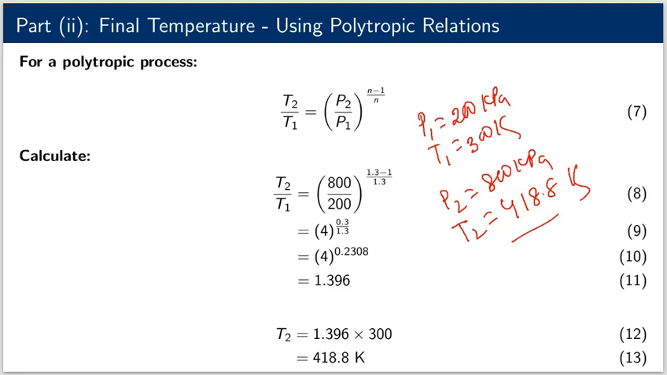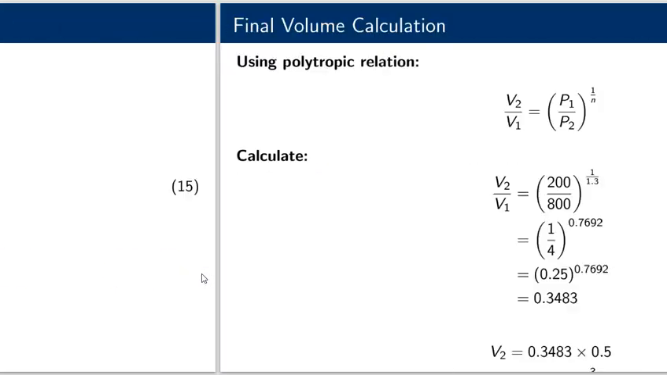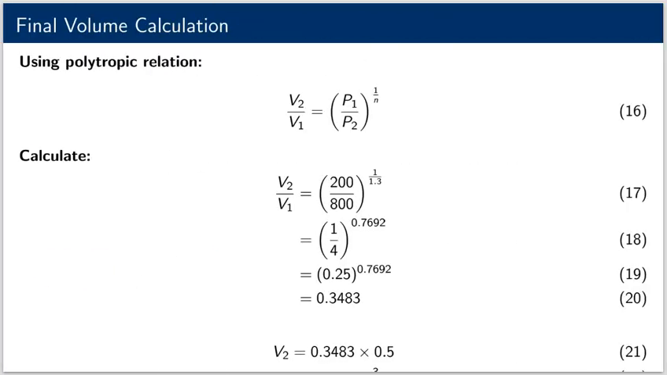Now next, the final temperature we got is 418.8 Kelvin. If we convert the temperature from Kelvin to degrees centigrade, that will be 145.8 degrees centigrade. So now next is the final volume calculation.